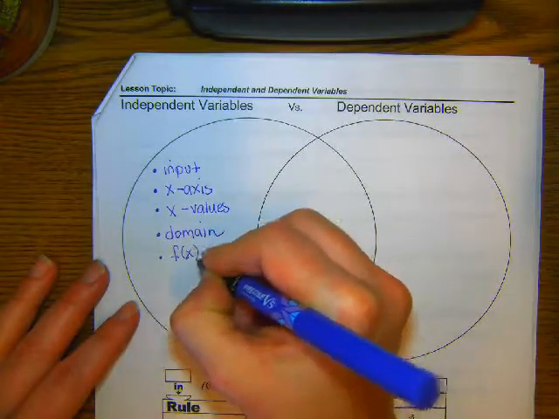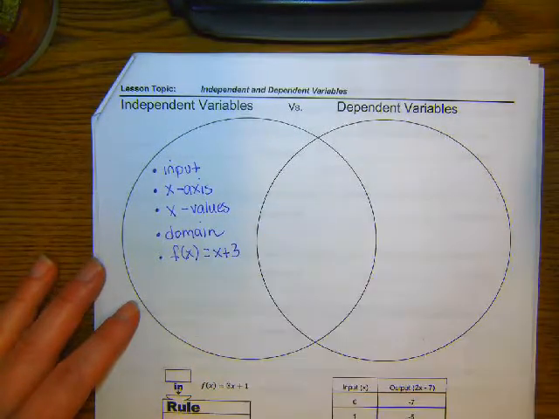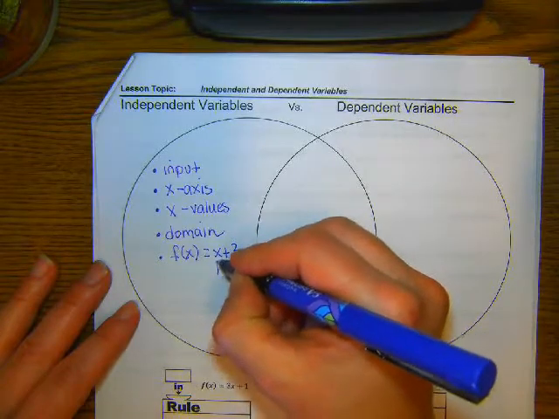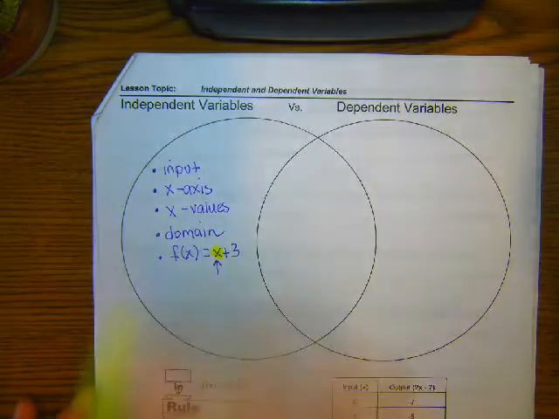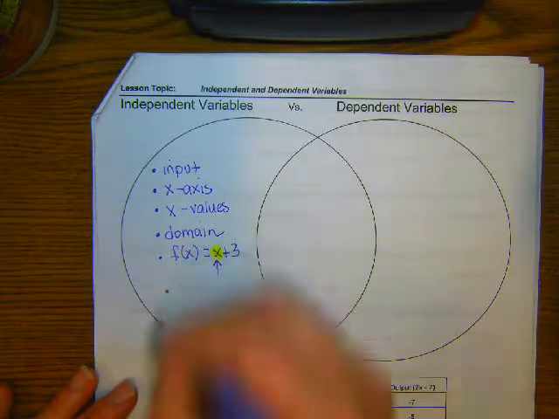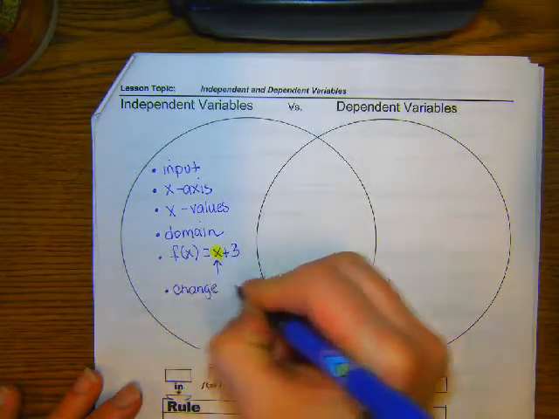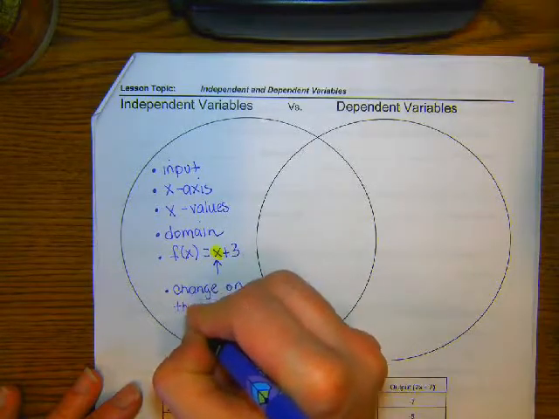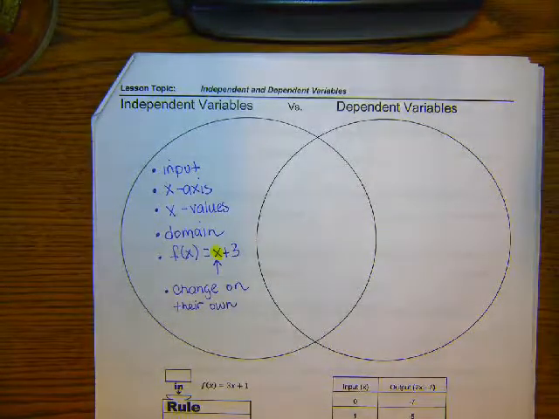If I was looking at f of x equals x plus 3, the independent variable is the x. They change on their own, or you're going to be the one who can choose those values. We get to pick those values.